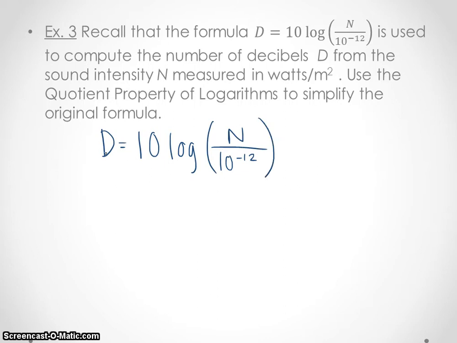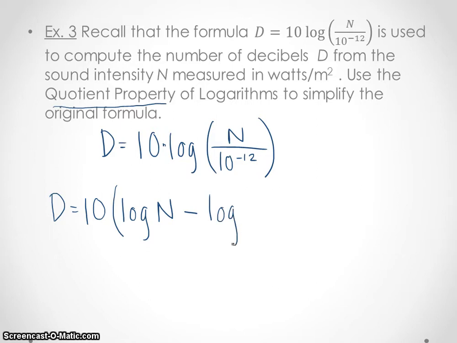And it already tells us to use the quotient property, so we know that we're going to take this quotient and write it as 2 separate logs being subtracted. Okay, now be careful because we're doing 10 times this whole log, so what we need to do is say 10 times, and since we're writing 2 separate ones, we need to make sure they both go in parentheses. So we're going to take log of n divided by 10 to the negative 12th power and rewrite it as the log of the numerator, so log of n, minus the log of the whole denominator, so log of 10 to the negative 12th power.